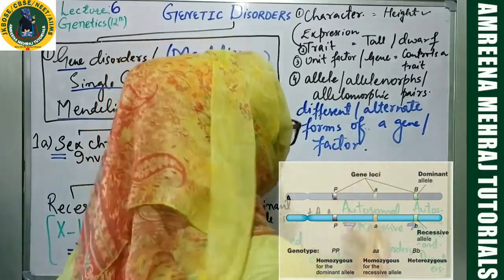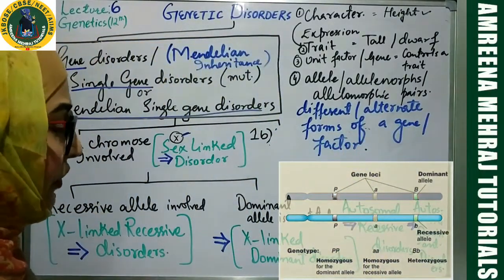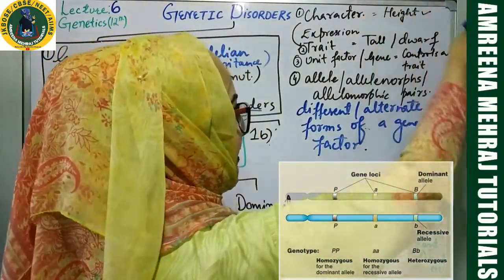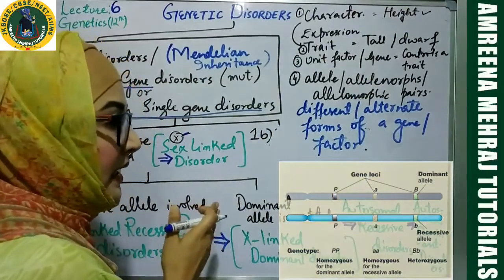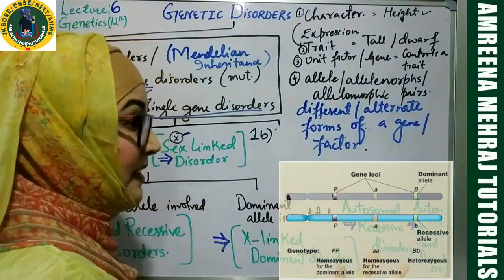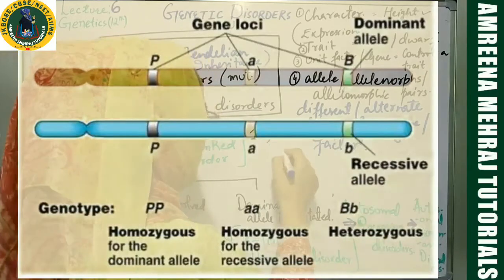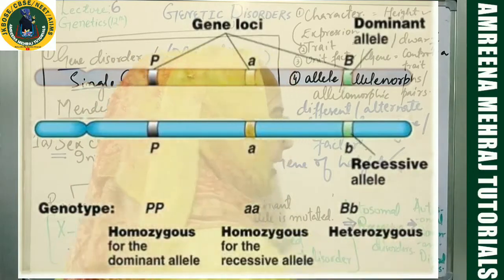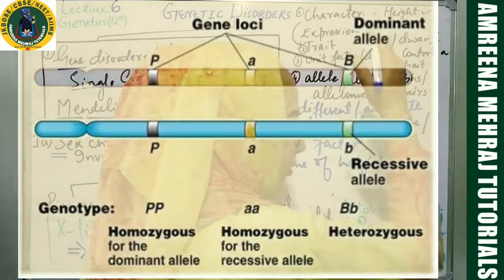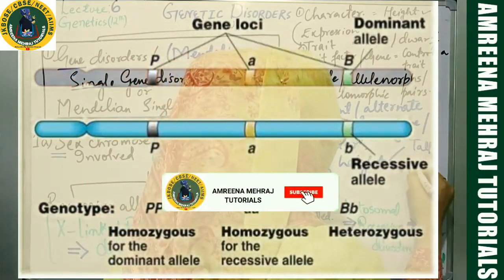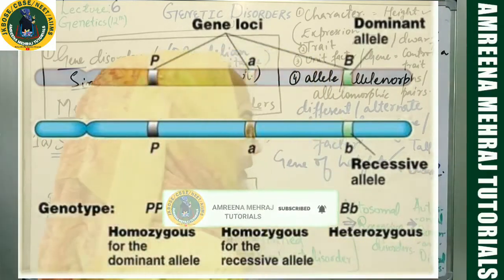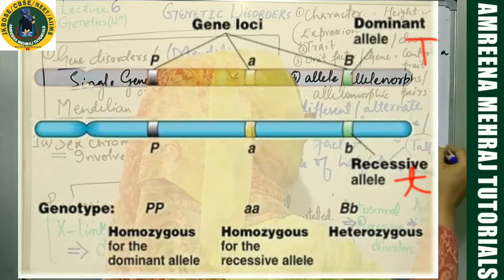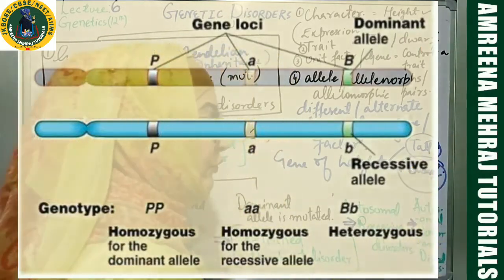Now you can ask, ma'am, what do you mean, different forms? Do we have different forms of a gene? Yes. Say for height, how many types of traits do you have? Tall and dwarf. So for tallness you will have one allele, for dwarfness you will have another allele. For the same gene, say I'm talking about the gene of height, it has two forms: the form of tallness and the form of dwarfness. Accordingly you have two alleles, one for tallness and one for dwarfness. They are the two different forms of the same gene.